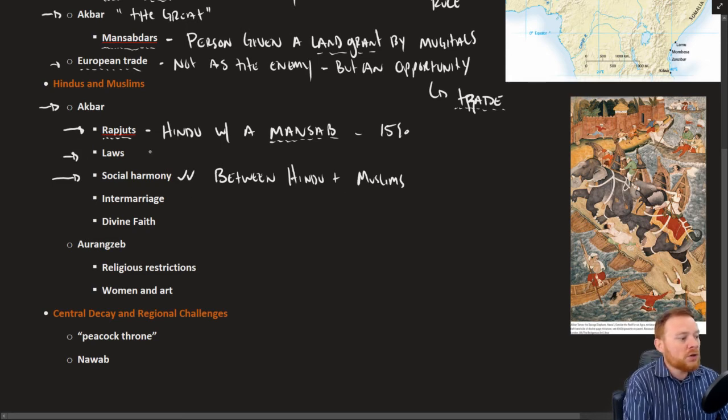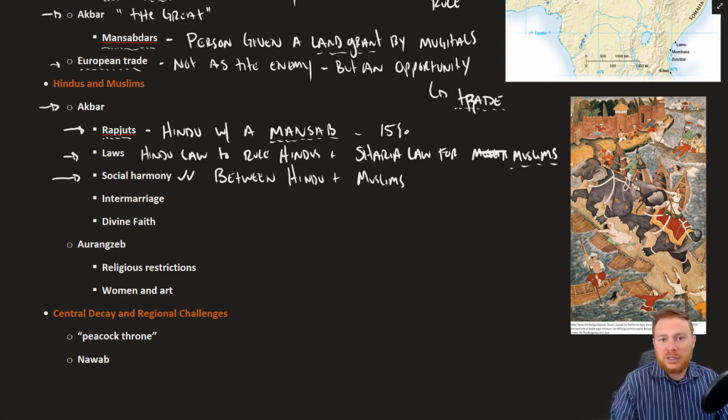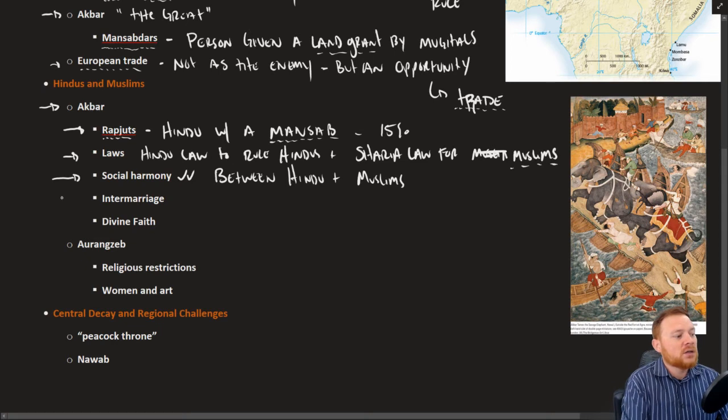When it came to law codes, Akbar allowed Hindu law to rule Hindus and Sharia law for Muslims. In a way, this is maybe a way of discouraging any sort of religious revolt, allowing law codes to be applied within each community the way they see fit.